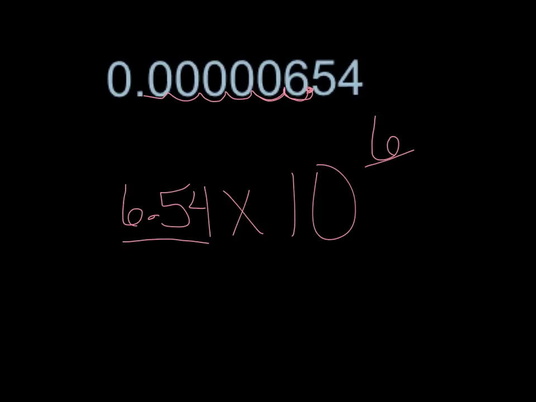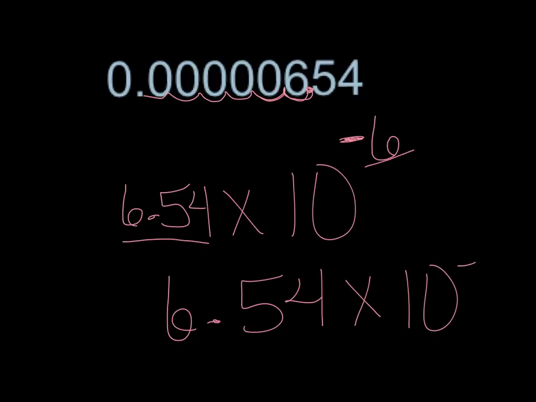However, what do we remember about this? That's right. Anytime we have a number that's less than 1, we know that the exponent will always be negative. So when we write this in scientific notation, we're left with 6.54 times 10 to the negative 6.